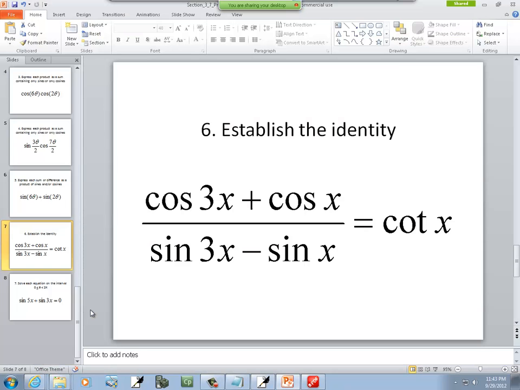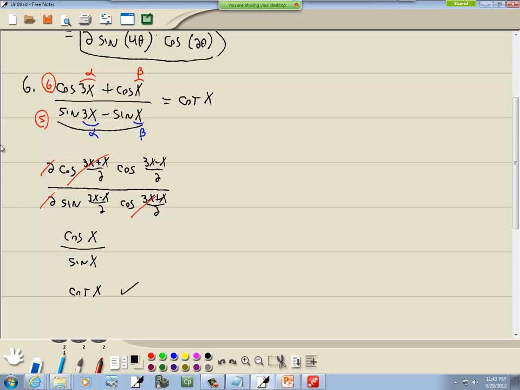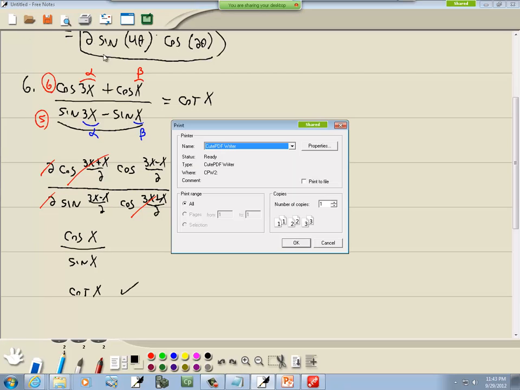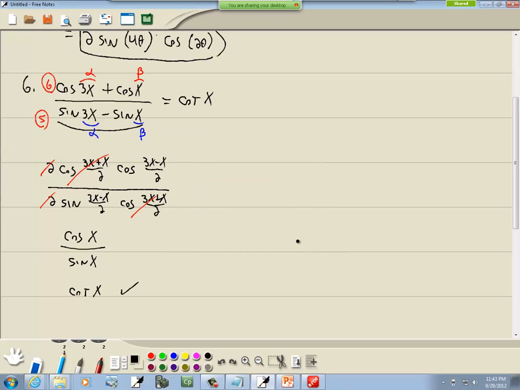Let me start a new one. I'm not sure how much space this will take. I worked it already in class, but I don't remember.